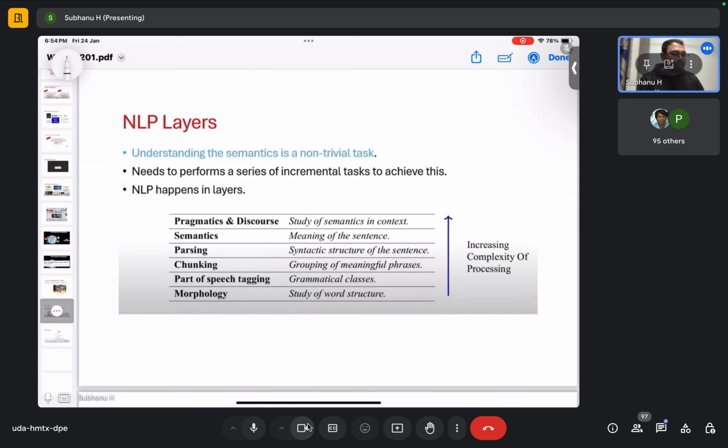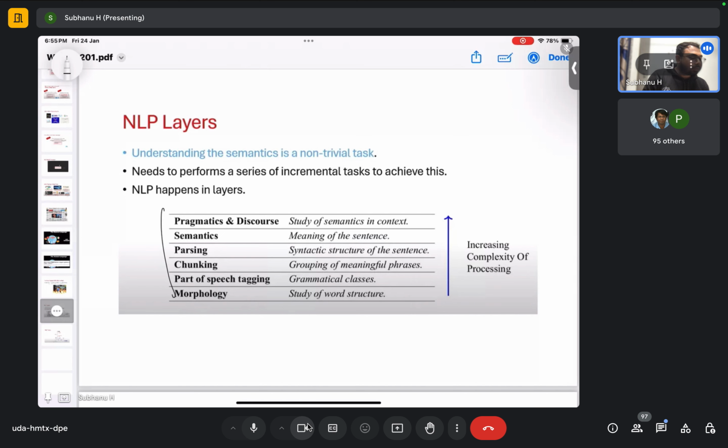These are the NLP layers: morphology, part of speech tagging, chunking, parsing, semantics, pragmatics, and discourse. So the processing of language happens in layers. First we do morphology, which is the study of word structure, how words are formed and their relationship to other words in the same language. Then we do part of speech tagging, that means the grammatical class of a word.